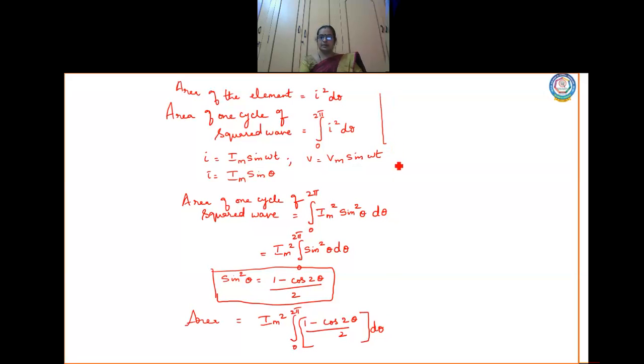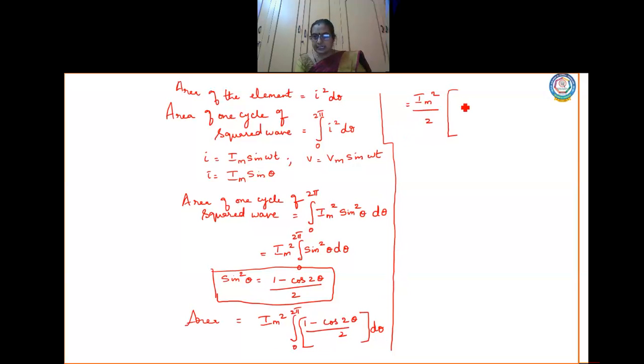Now let us go for the integral part. Here also 2 is constant, so let me take it out. In the numerator I have Im square divided by 2. Now let me separate. This d theta has to come inside, and this 2 has come out. So d theta minus cos 2 theta d theta. Let me write it separately.